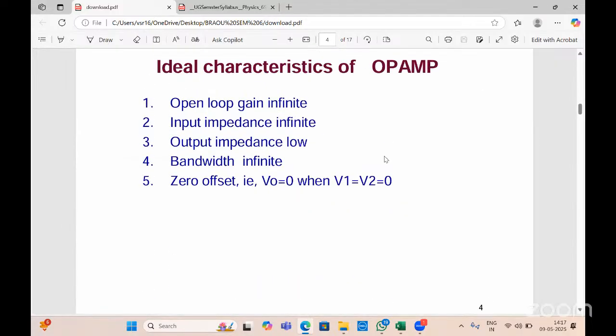What are the ideal characteristics of an op amp? Open loop gain is infinity. Input impedance Zi is infinity. Output impedance Zo is 0. Bandwidth is infinity, and there is zero offset: when V1 equals V2 equals 0, V1 minus V2 is also 0, and the output voltage is 0. That is called zero offset.